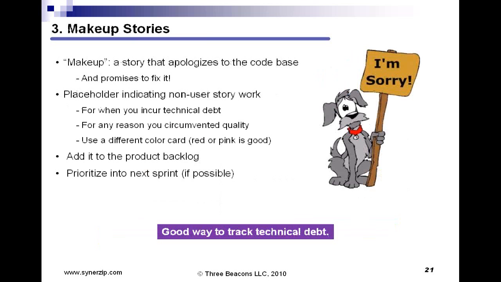Okay. Number 3, make-up stories. Well, this is where you basically write a story card. You're probably familiar with user stories. This is where you write a story card that basically apologizes to the code base. You basically tell the code base, I'm sorry, I mistreated you, but here's how I'm going to make it up to you. And it's a promise to fix it. So you add these make-up stories into your product backlog, right in there with the user stories and the other work items. And you prioritize them into the next sprint if at all possible. So it's a good way, again, to make it visible and to track it and to get them worked.